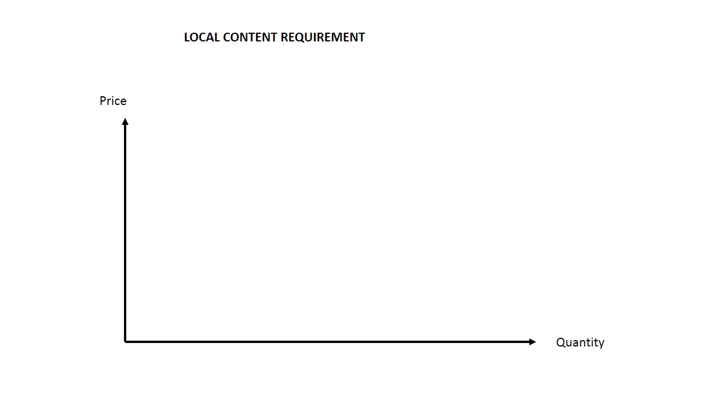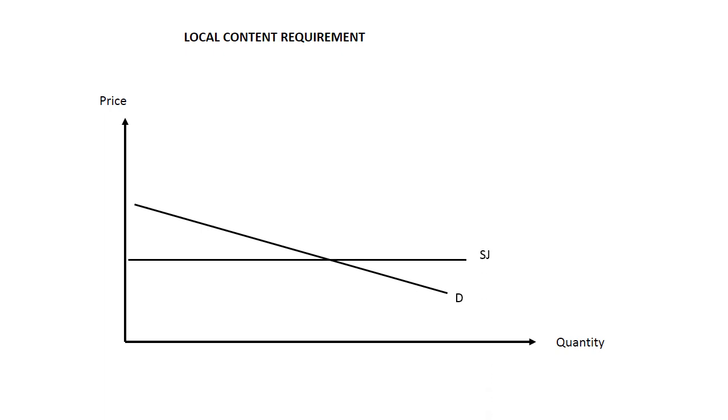Now let's take a look at the curve for local content requirement. This is our demand curve, denoted by D. Before we impose a local content requirement, we import good X from another country. Suppose country B exports good X to us, and the world price is equal to 20. This is the supply curve. When the world price is 20, the quantity demanded is 60. So we import 60 units of good X from country B, and we sell a unit of good X in our country for 20 ringgit.